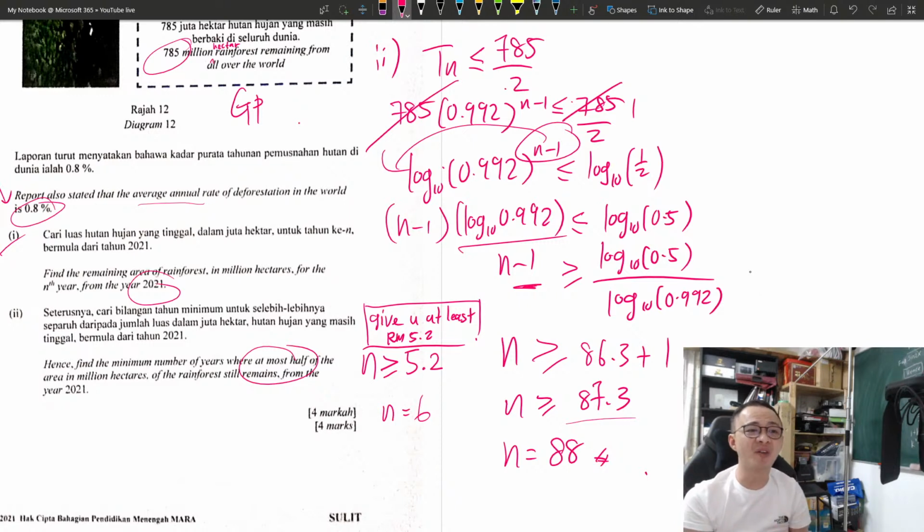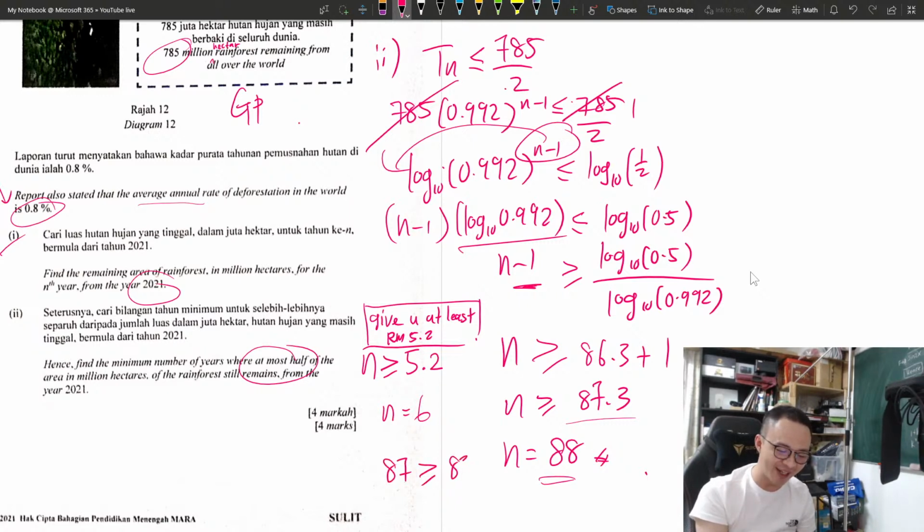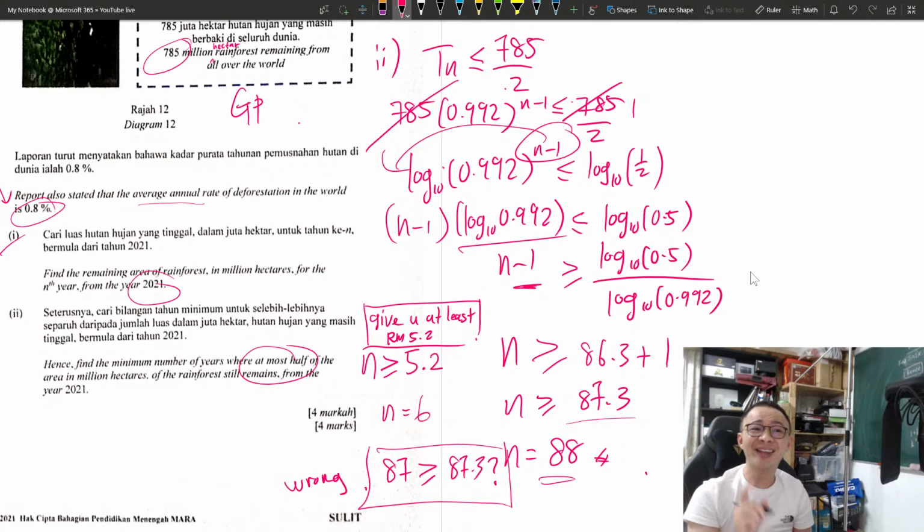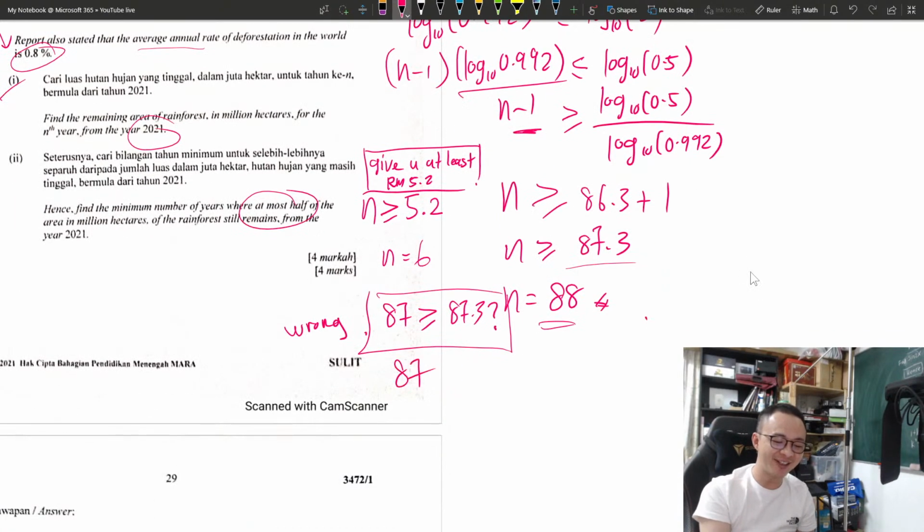And because number of years must be an integer, so we don't go for 87.4 or something like that. We will use the integer to actually do it. So since the inequality tells you, you must be bigger or equals to 87.3, basically, you cannot write 87. If I say 87 is bigger or equals to 87.3, does this inequality make sense to you? No, right? It is wrong. Because 87 is not more than 87.3. In fact, 87 is less than 87.3.